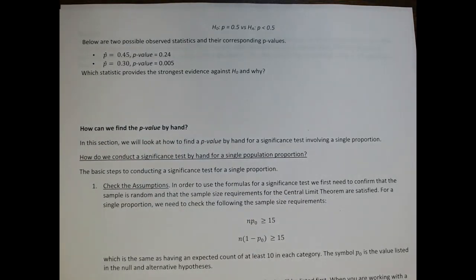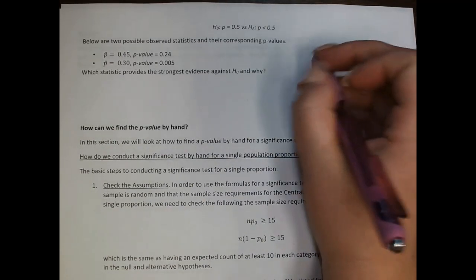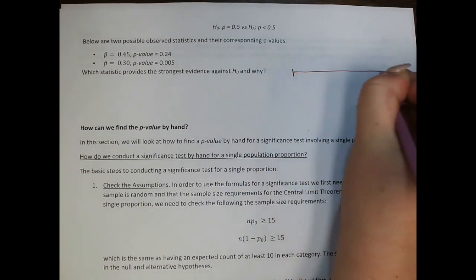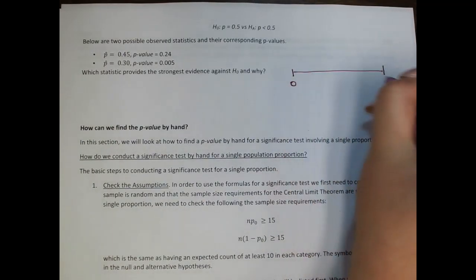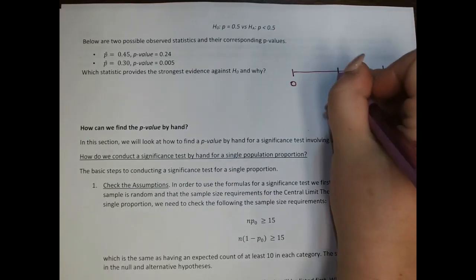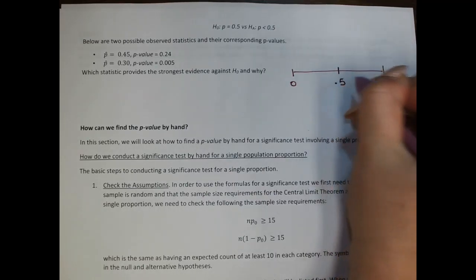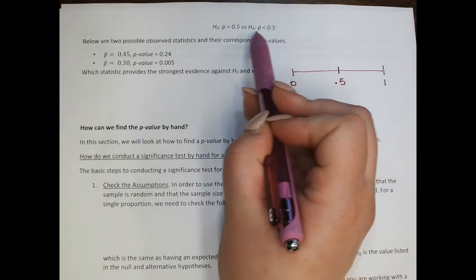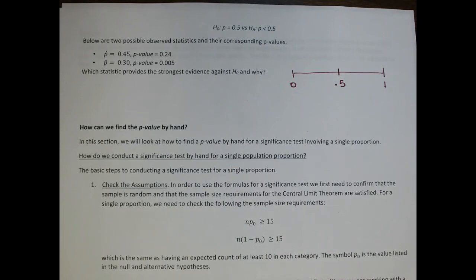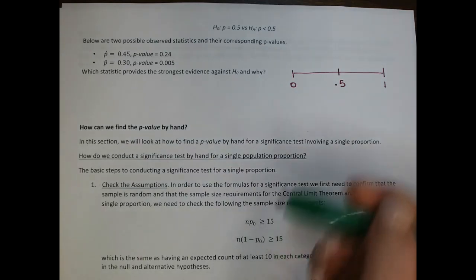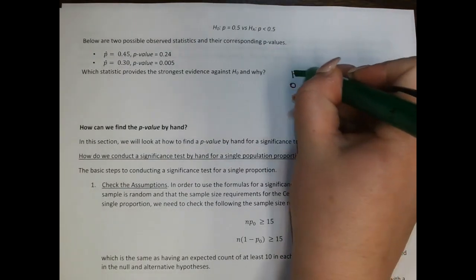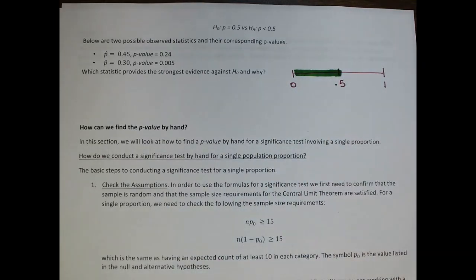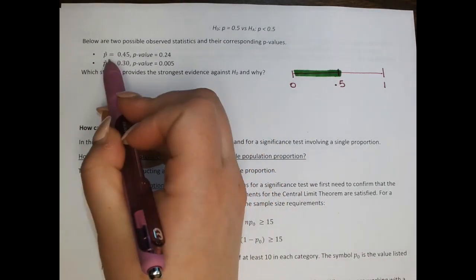So notice we could observe a p hat equal to 0.45 or a p hat equal to 0.3. And so the question is, which one of these two statistics provides greater evidence against the null? Well, notice that p hat equals 0.3 is further away from 0.5, going in the direction of the alternative. Therefore, the p hat equal to 0.3 provides the strongest evidence.